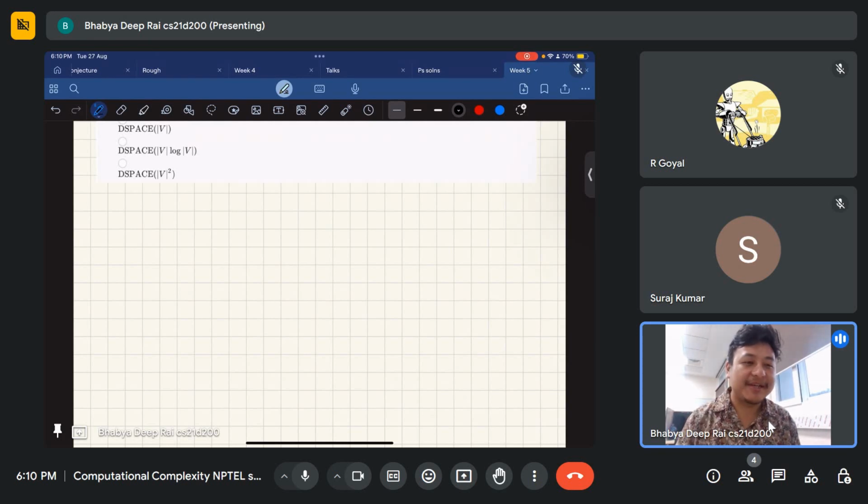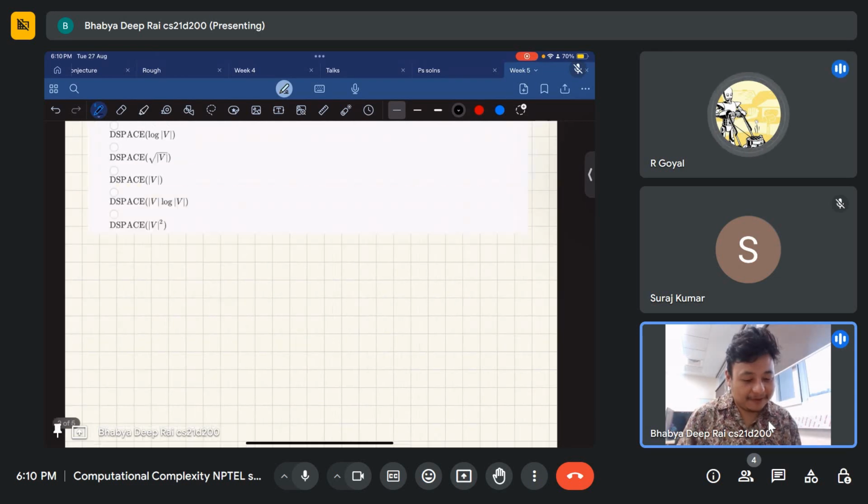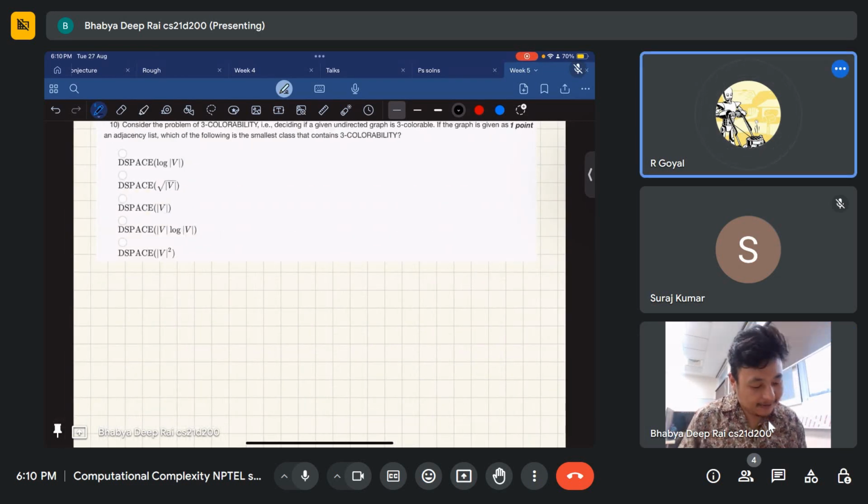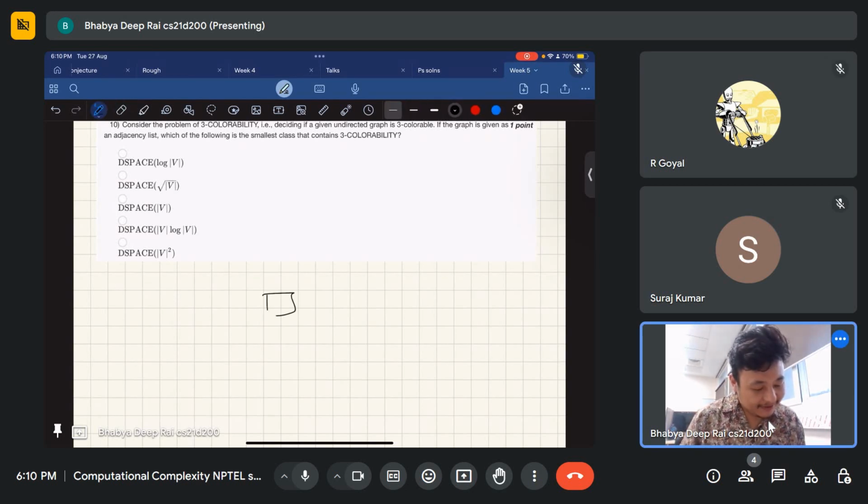Okay, not in terms of space. So we are talking about space classes here. Why so? Well, because an adjacency list is kind of like a linked list.